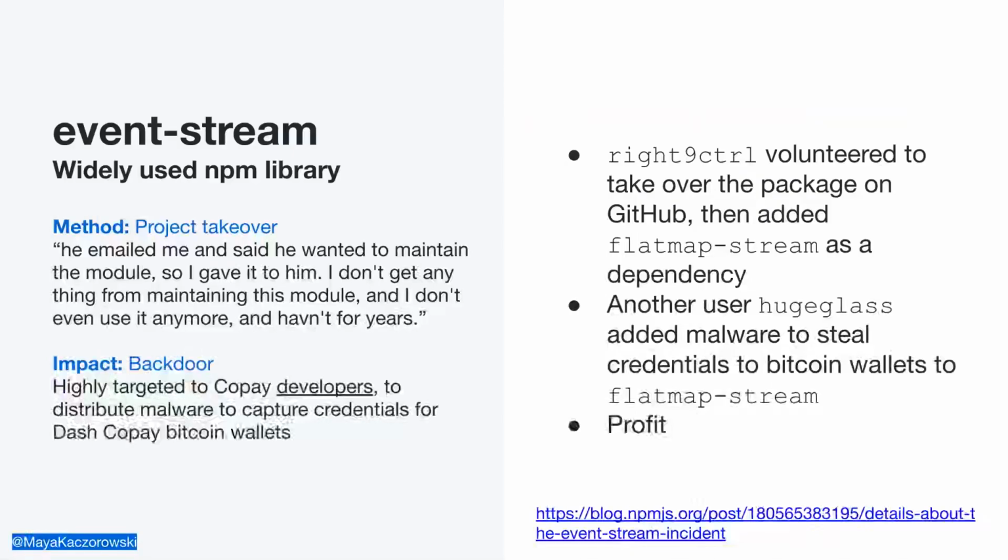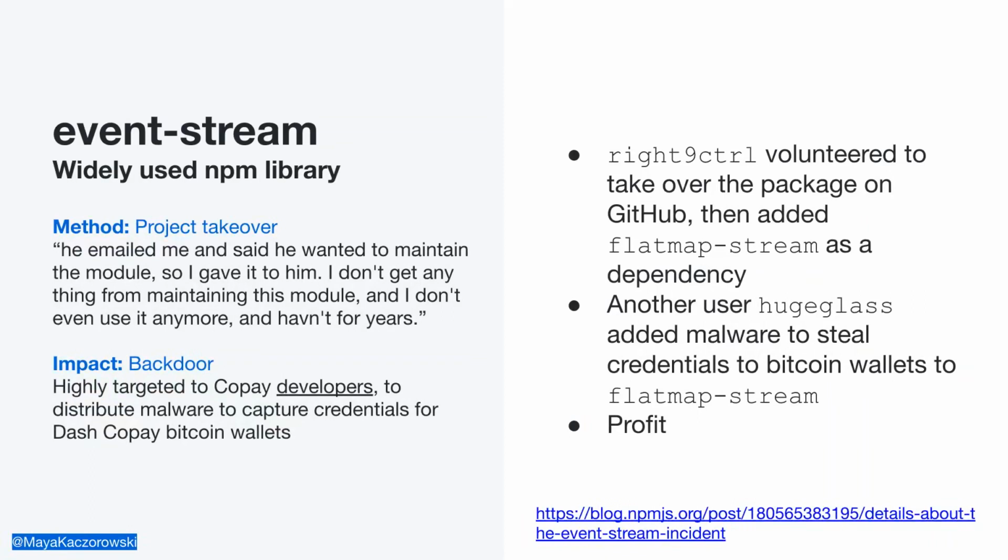So let's dig into a couple of specific attacks that we've seen in the last couple of years. First, EventStream. EventStream is a widely used Node.js library available via NPM. And when I say widely used, we're talking about 2 million weekly downloads. So what happened? In the fall of 2018, a user, Right9Control, volunteered to take over EventStream on GitHub. It's a widely used package, as I said, but also not really well supported. So the author welcomed the extra help and even gave the newcomer publishing rights.